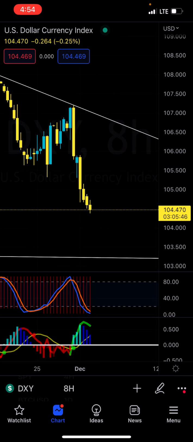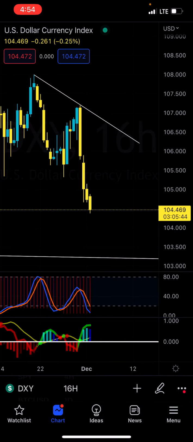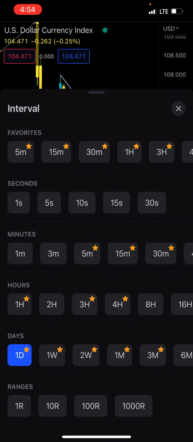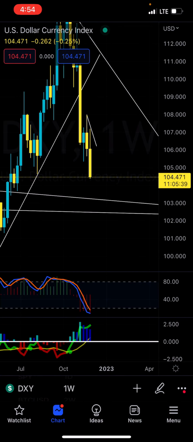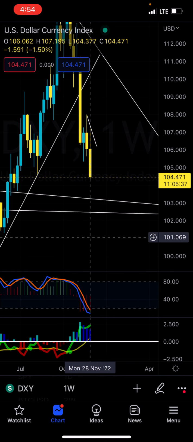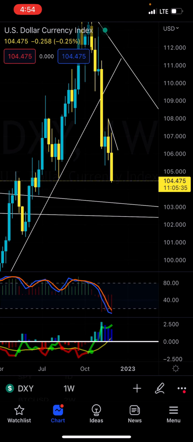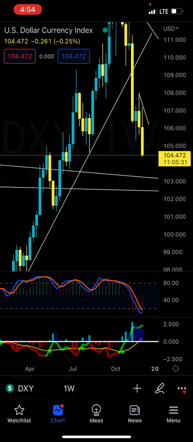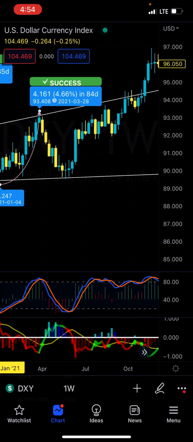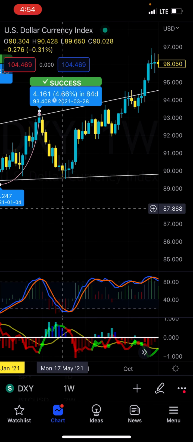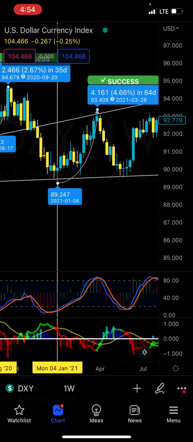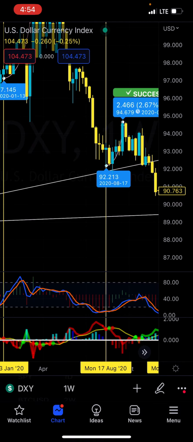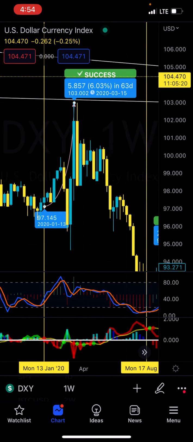On the 8-hour for the dollar though, you are starting to see clear signs of the dollar wanting to push up. On the weekly, you still have a little bit of time before it pushes up, but I'm telling you, once this closes bullish, then we should really start shorting the market. Every single time you've had a bull trigger on the week, you've moved up exponentially. Look at that move up.